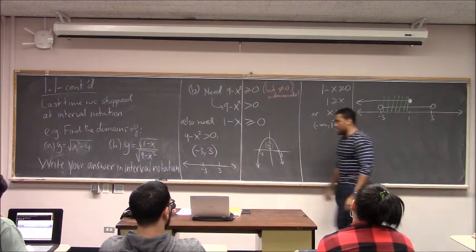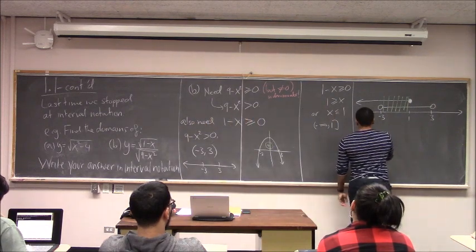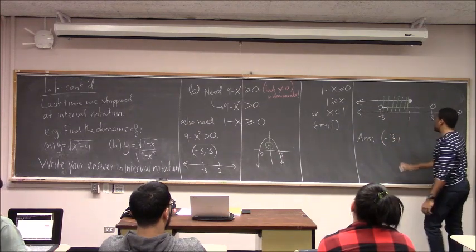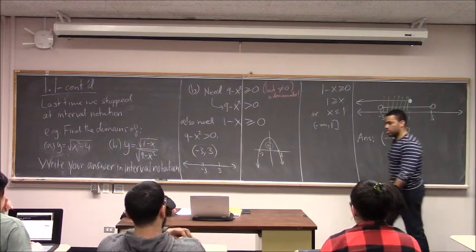So ultimately, what is the answer here? All between negative 3 and 1. Open parenthesis, negative 3, 1, bracket. That's the answer.